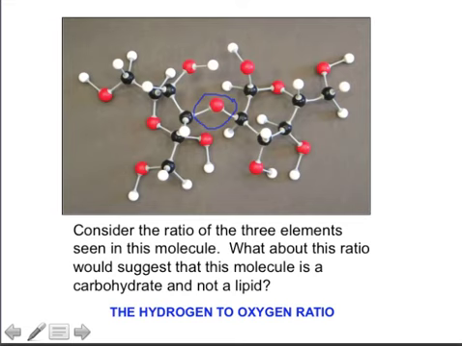Well, we saw an example of a lipid when we looked at the steroid nucleus earlier, right? And you could see that the hydrogen to oxygen ratio was huge. Here, it's 2 to 1. And that immediately tells you this is a carb.